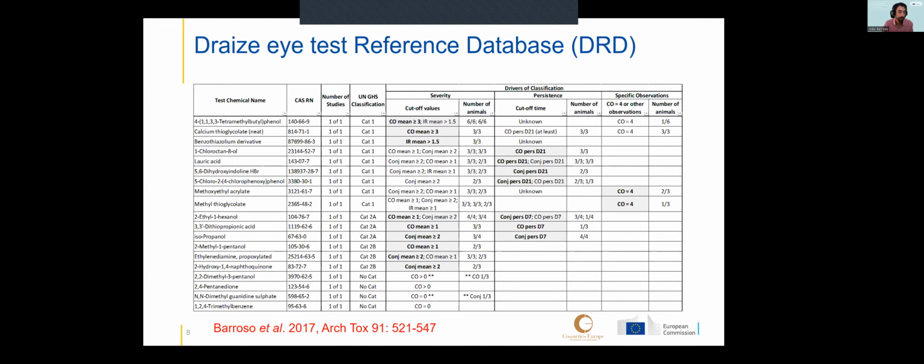to severity, then chemicals that had persistent effects but without severity in the first 3 days. So they were classified just based on persistence. And then based on other types of observations like corneal opacity equal to 4, where severity was not enough to drive classification, and many times persistence was unknown because the study was stopped before day 21. And the same for category 2 chemicals, where you see the main driver and you also see whether persistence at day 7 is existing or not, and therefore the chemical would be classified as 2A or as 2B.